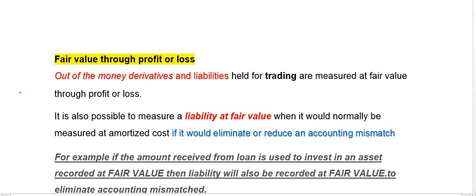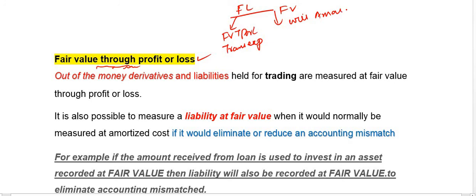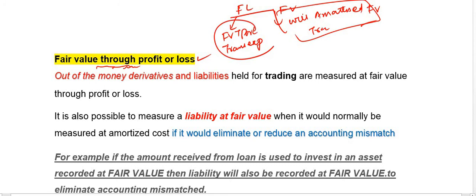Now, why have I mentioned this out of the money concept before? Because I have to start the second part, the subsequent measurement of financial liability. Let me remind you, a financial liability will be measured initially at fair value. If the financial liability is held at fair value through profit or loss, then the transaction cost will be expensed to profit or loss. If it is measured at amortized cost, then the transaction cost will be deducted from the fair value. We have done amortized cost. Now we will do fair value through profit or loss.